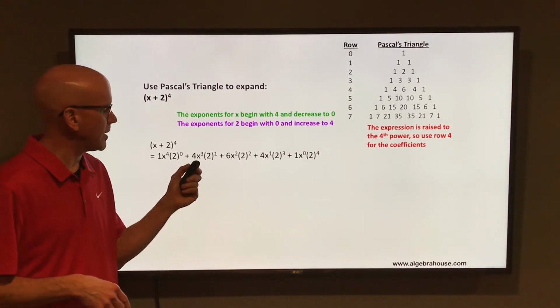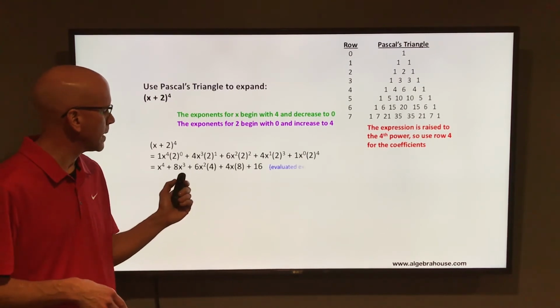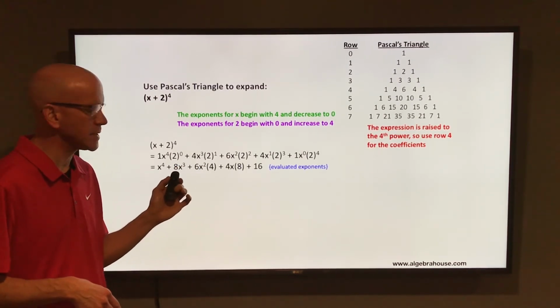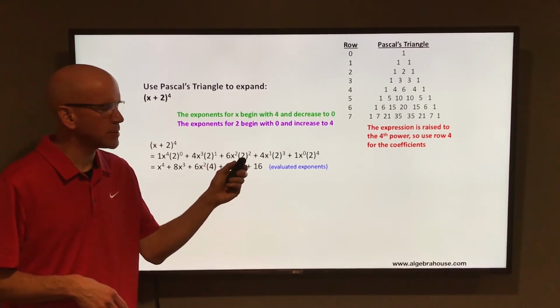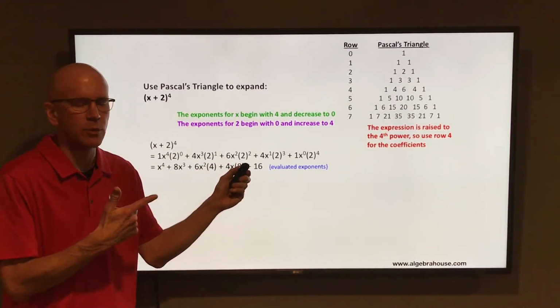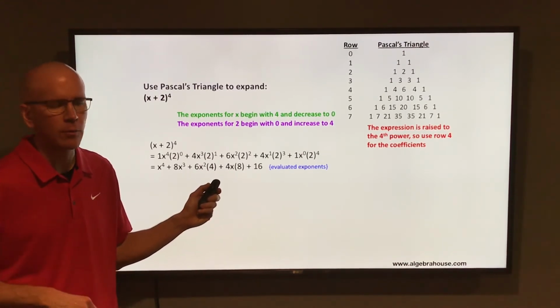For the second term, you have 4x to the 3rd times 2 to the 1st. Well, that 2 to the 1st is going to be 2. So that 4x to the 3rd times 2 is 8x to the 3rd. And then we have 6x squared times 2 squared. Well, that 2 squared, if you evaluate that exponent, that is 4. So it'd be 6x squared times 4. We'll get to that in a little bit.